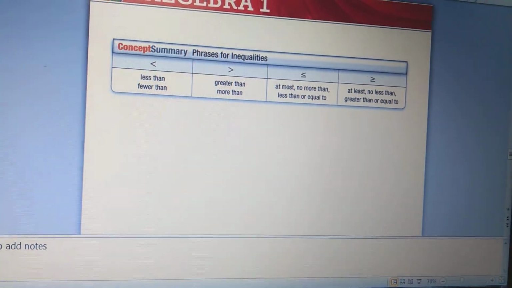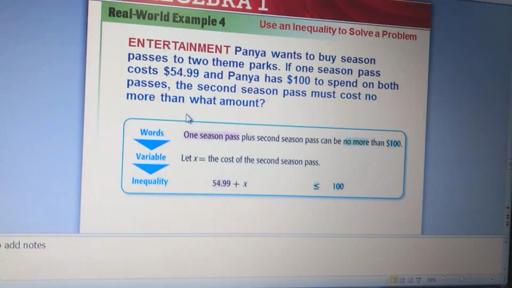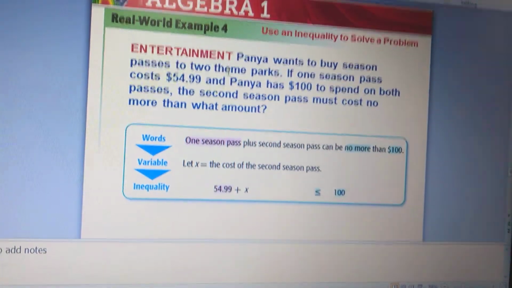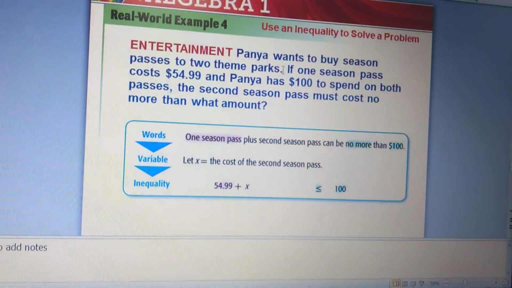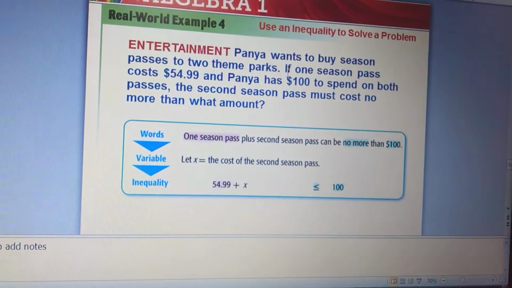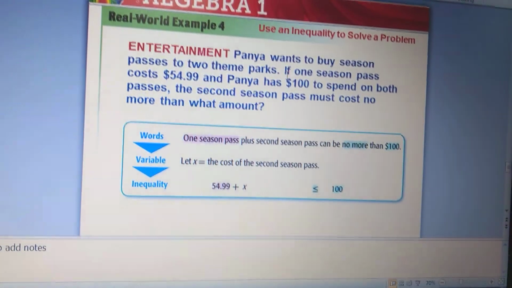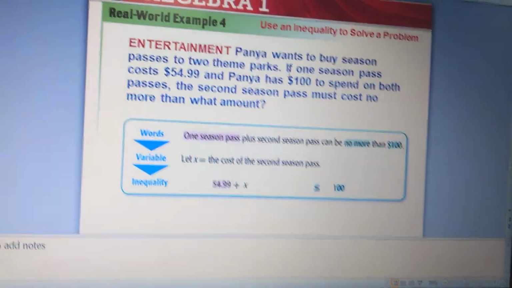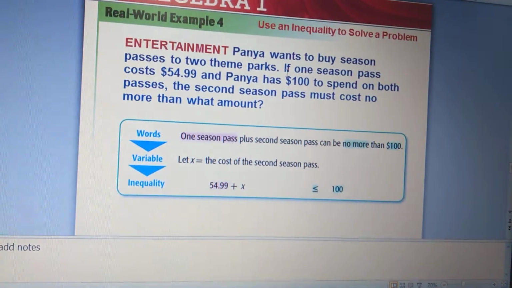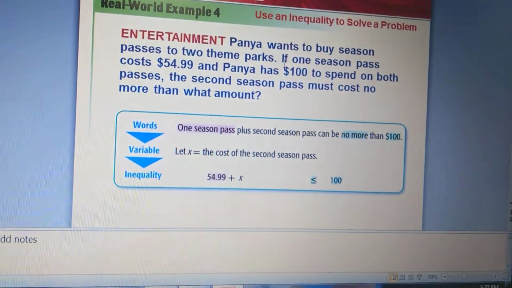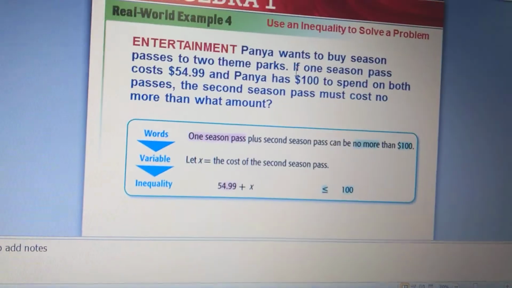Look at this problem solving. What did he say? Entertainment. Banya wants to buy season passes to 2 theme parks. If one season pass costs $54.99 and Banya has $100 to spend on both passes, the second season pass must cost no more than what amount? All the money she has is $100. Can she exceed it? Can she spend more than $100? Of course she cannot.